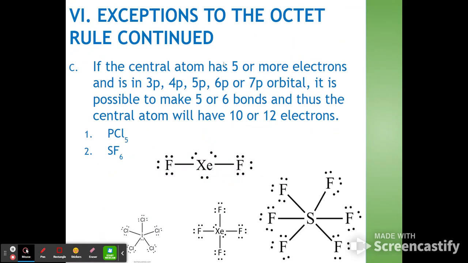Central atom has 5 or more electrons and is in the 3p, 4p, 5p, 6p, or 7p orbital. Presumably 7p, although those elements last such a short period of time that you're probably not going to ever have any chemistry with that. But 3, 4, 5, and 6 totally could. It's possible to make 5 or 6 bonds, and thus the central atom will have 10 or 12 electrons. It's not very often that this happens per se, although sulfur is really special about it.